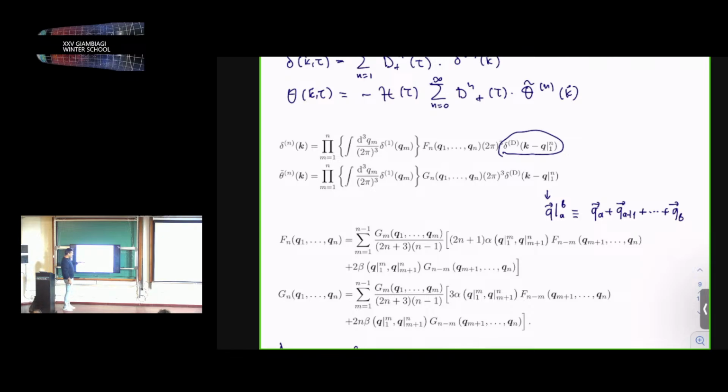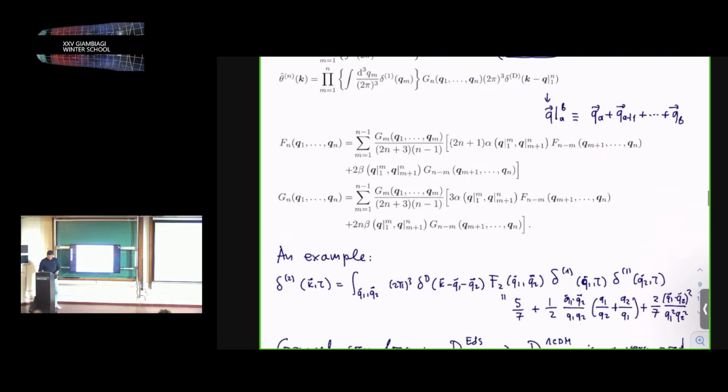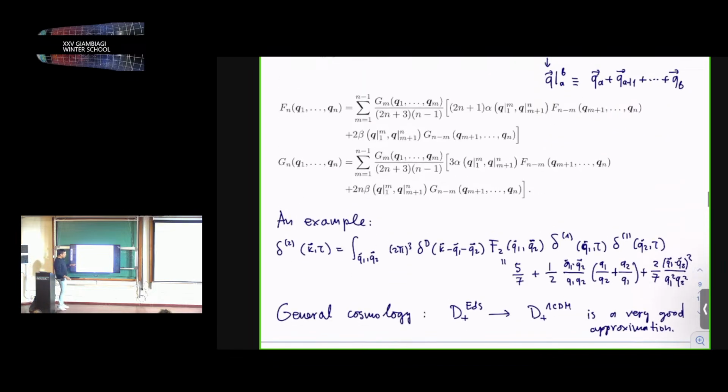Now, because the way you build them always depends on these alpha and beta kernels that appear in the equations of motion, and these are rational functions of the momenta, then F and G are also going to be rational functions of momenta. And for example, I'm just going to show you how the second order solution looks, just to write it explicitly.